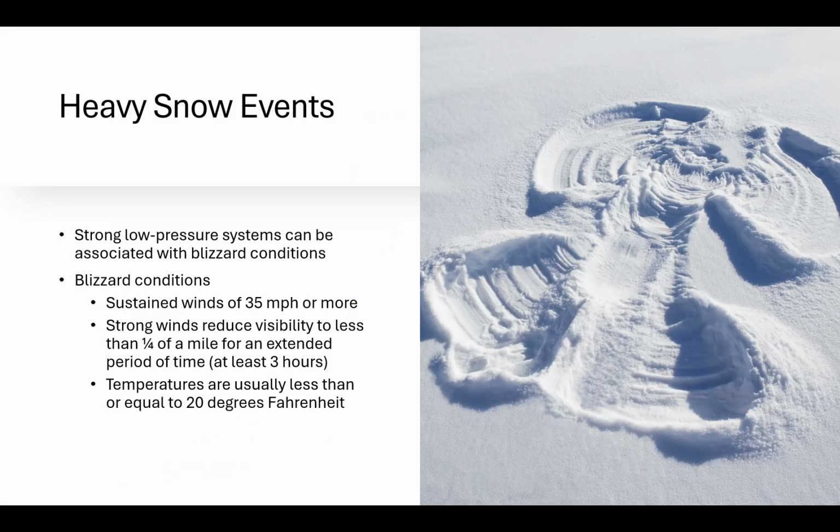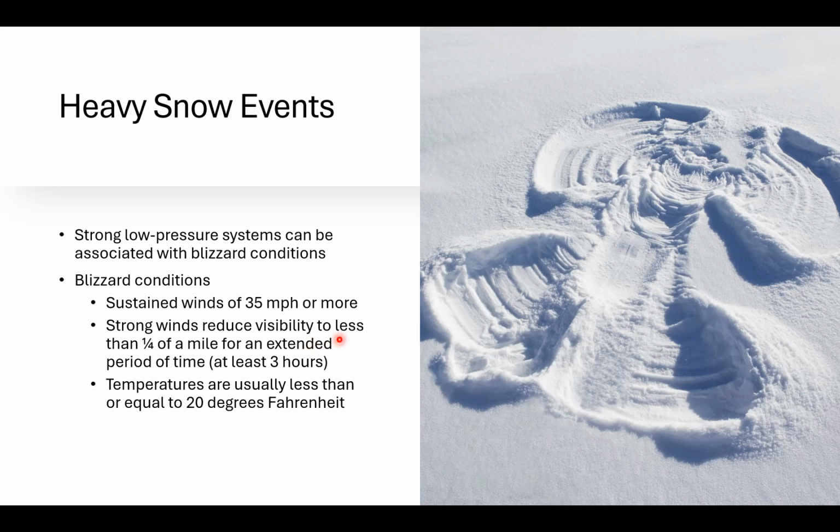Now, heavy snow events also are associated with these strong low pressure systems. These occluded lows can also lead to blizzard conditions. I've got the criteria for a blizzard listed here. Blizzard conditions, this is courtesy of NOAA: the sustained winds must be 35 miles per hour or more.